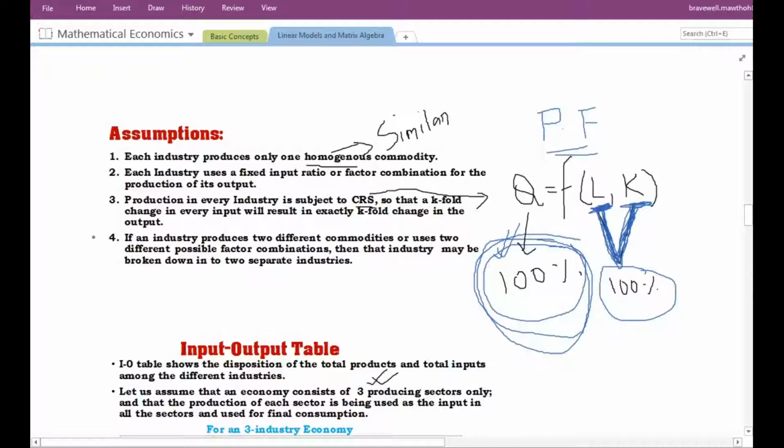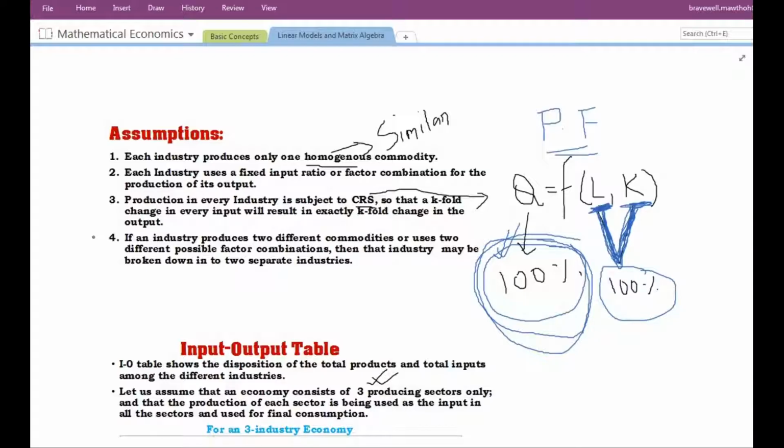Next, the fourth assumption: if an industry produces two different commodities or uses two different possible factor combinations, then that industry may be broken down into two separate industries. So let us consider the Reliance industry. Let us assume hypothetically that it deals only in oil and telecommunication. In such a case, we separate the two industries. We put the oil unit together with the oil industry and the telecommunication unit together with the telecommunication industry.